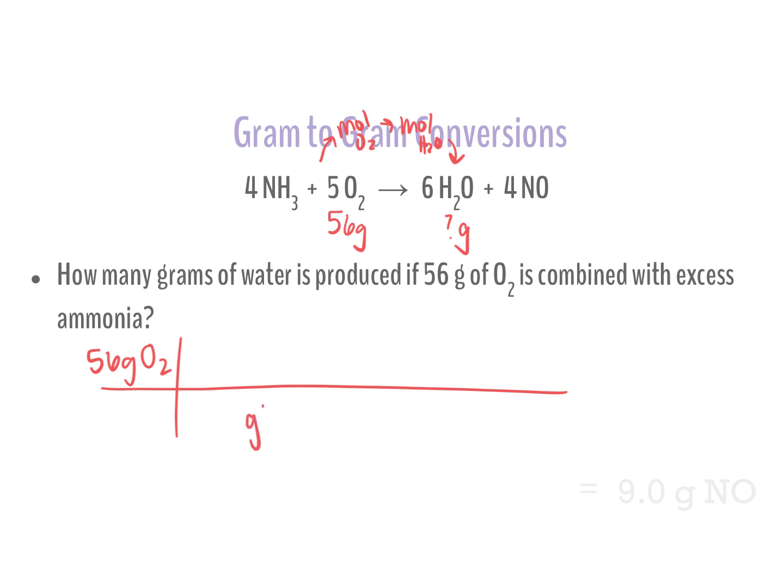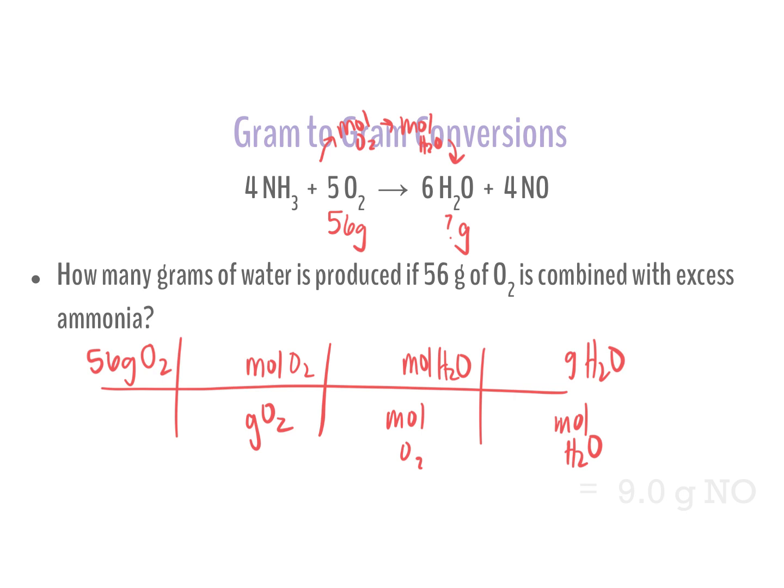So I'm going to go from grams of O2 to what? Moles of O2. Moles of O2 to, can I go directly to grams of H2O right here? No, I cannot. I cannot switch compounds if they're not both moles. So this has to be moles of water. Then we're going to get rid of moles of H2O and go to grams of H2O. You see how our units just lead us on to the next until we get to what we want?